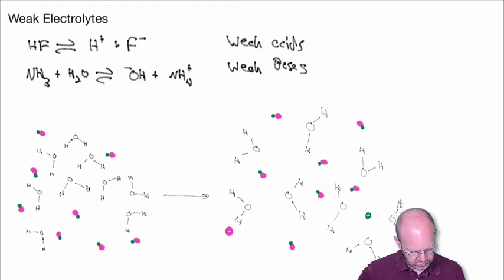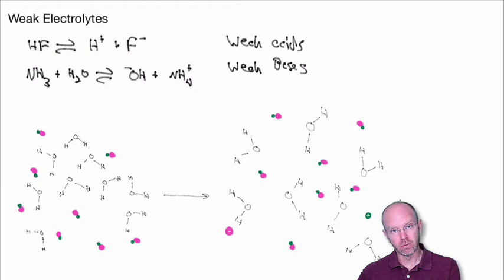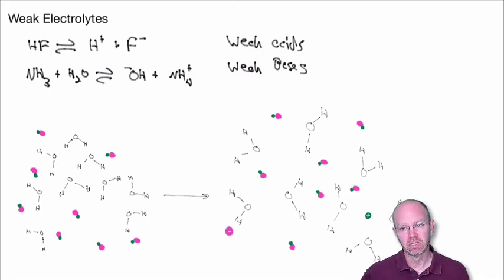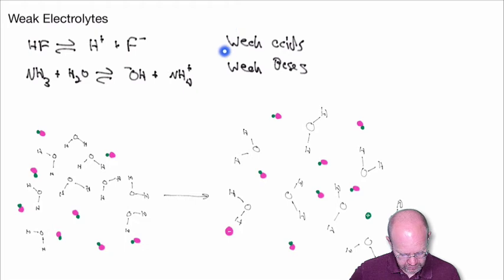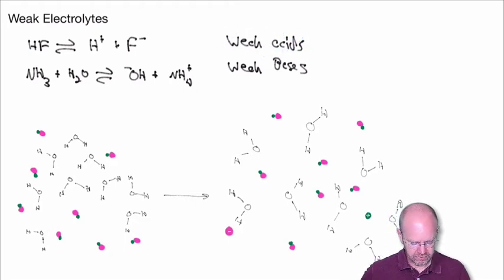So the way I've kind of illustrated it here in this picture is here are the HF molecules floating around. And after you wait a while, there's a few cations and anions, but most of the HF is still a molecule. So that molecule doesn't have a positive or a negative charge. So it, as a molecule, can't carry charge. Only when it breaks apart into cations and anions can it carry a charge. So we would call this a weak electrolyte. So weak acids are examples of weak electrolytes.